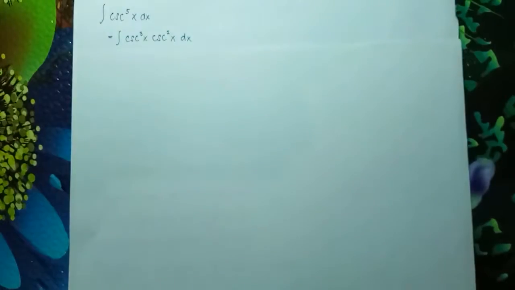So today we're going to solve an integral using integration by parts. So let's start. Here we have the integral of cosecant raised to 5x dx. We're going to break this apart into cosecant cubed x and cosecant squared x dx. So we will have our u and our dv.